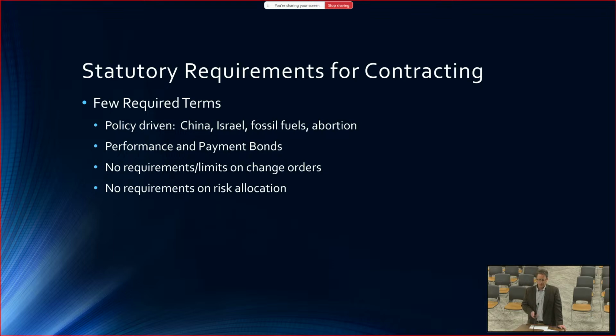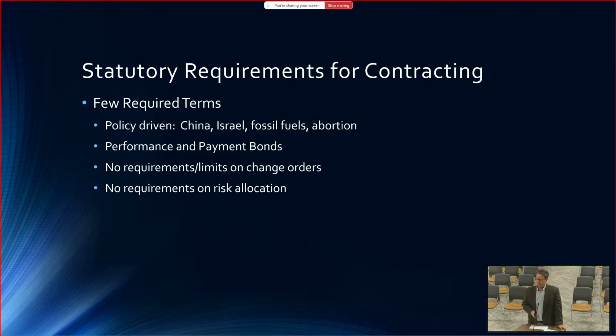The legislature has said we're not going to have public contracts with companies that are owned by China. We're not going to have public contracts with companies that support boycotts of Israel or support boycotts of the fossil fuel industry, or contracts where public dollars would go to abortion providers. You'll see those, I work them into the contracts simply because they're required by statute. And again, they're sort of politically driven. Whether they're a good idea probably depends on your politics.